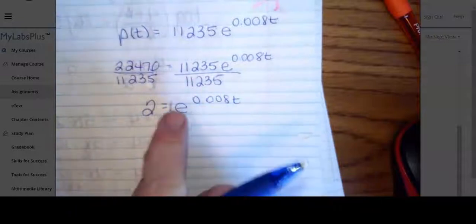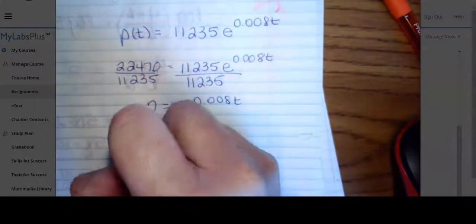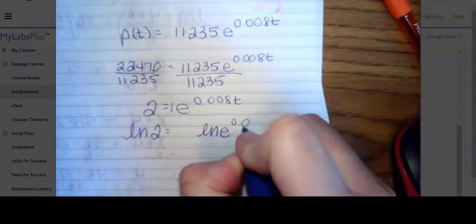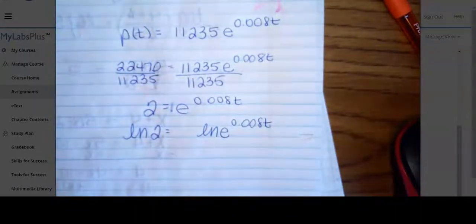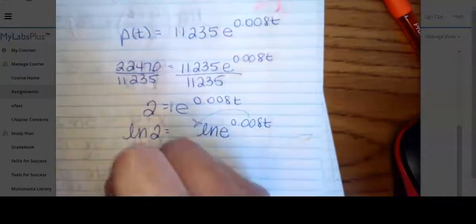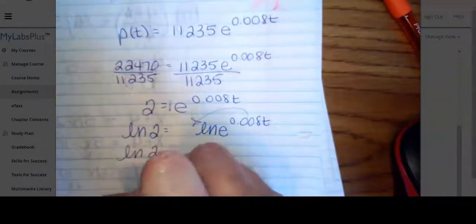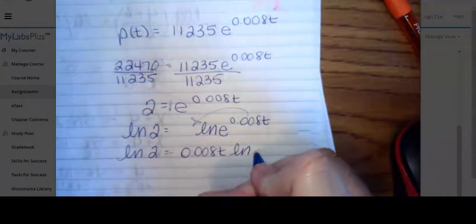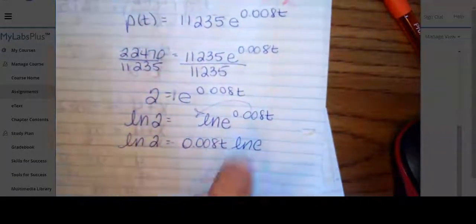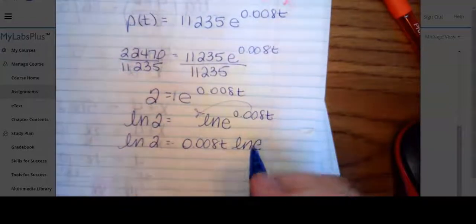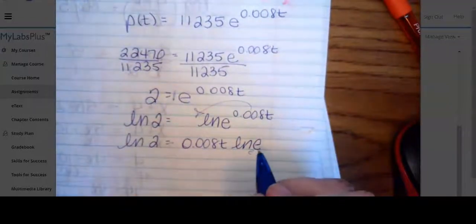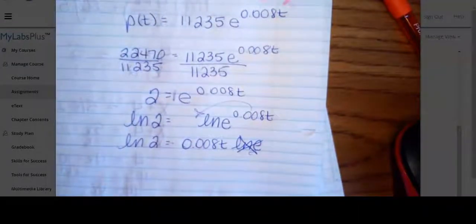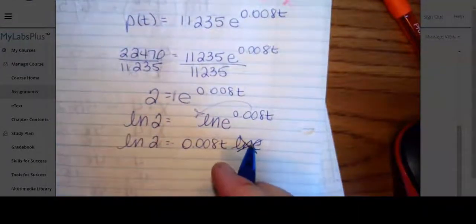Now, I see e as a base, so I'm going to take the natural log of both sides, because that's going to allow me to drop that exponent out front as a coefficient. So I've got the natural log of 2 equals 0.008t times the natural log of e. And what do we know about the natural log of e? His base is e, his argument is e, and if the base and the argument match, it simplifies to 1. So that's a weird way to write a 1.